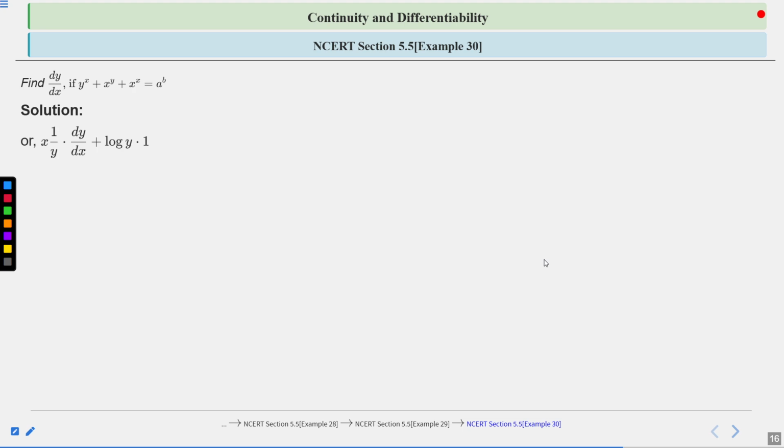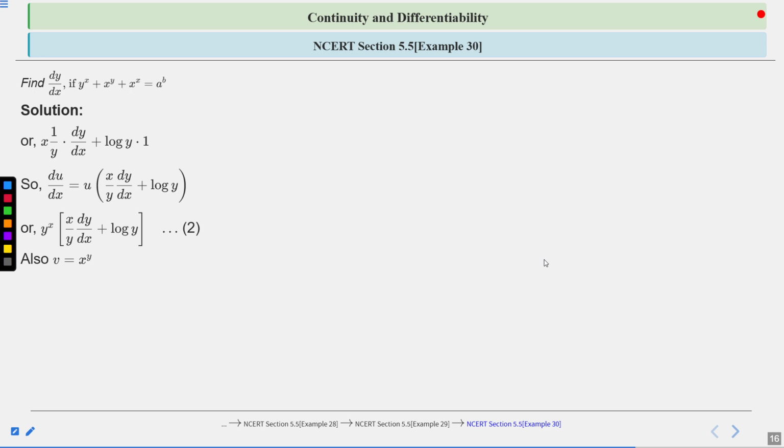So x into 1 by y into dy by dx plus log y into 1. So du by dx will be equal to u times x by y dy by dx plus log y, or it will be equal to y to the power x into x by y dy by dx plus log y, right? Let us assume this as equation 2. Clear?